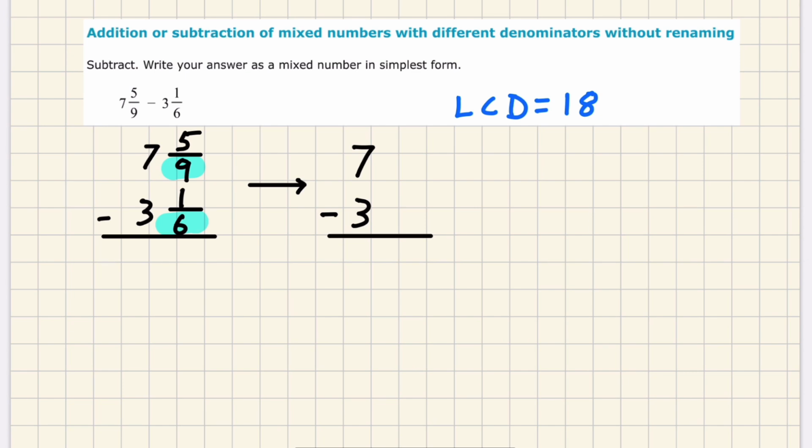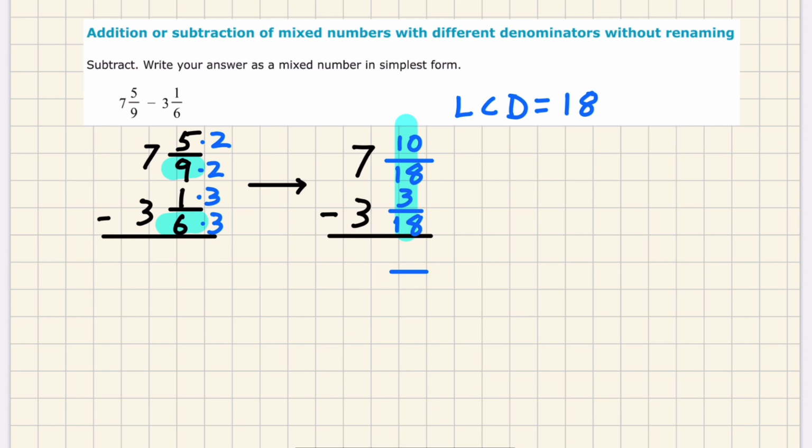So I will want to rewrite these fractions with that common denominator of 18. In the top, I would need to multiply the 9 by 2, meaning I also multiply the 5 by 2, giving me 10 over 18. And then in the second fraction, I would need to multiply the 6 by 3 to get 18. Multiplying the numerator by 3, I would have 3/18.